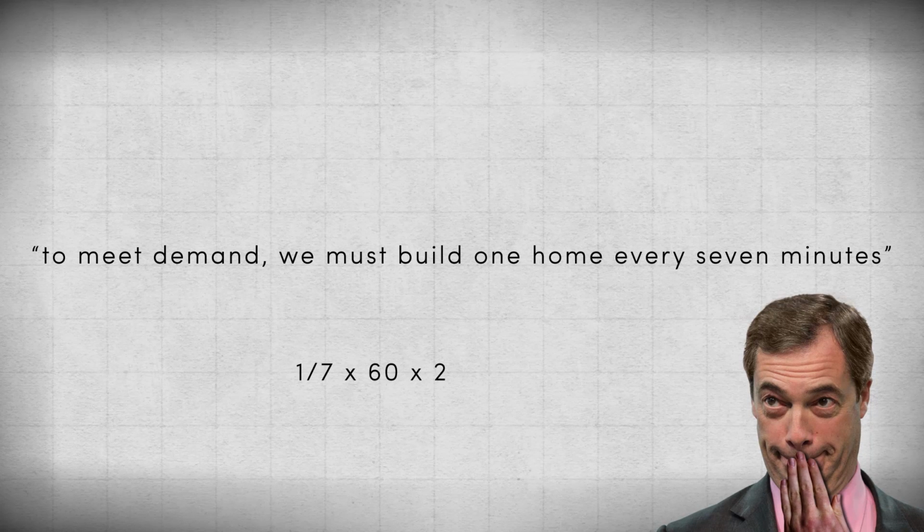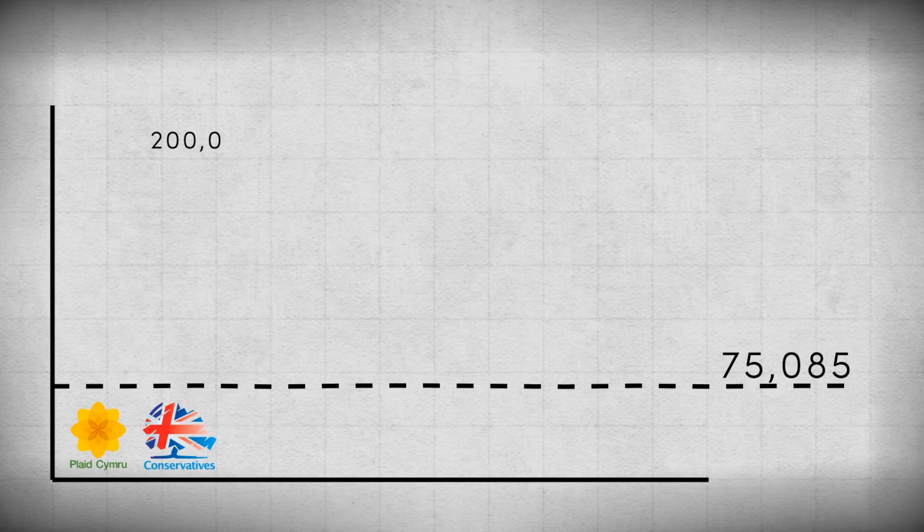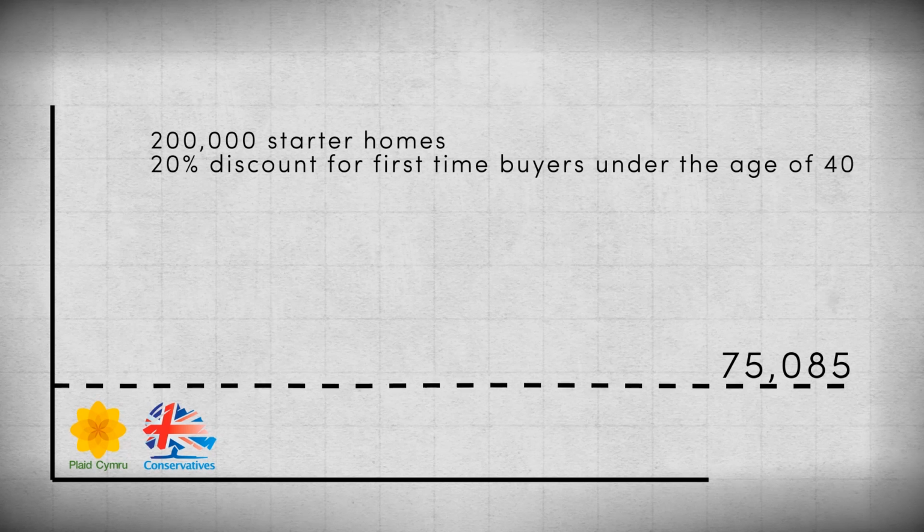But a house every 7 minutes is just 75,000 homes a year, so keeping that in mind, how many new houses are each party planning to build during their time in office? First of all, Plaid Cymru doesn't seem to have a specific target. The Conservatives are planning to build 200,000 starter homes with a 20% discount for first-time buyers under the age of 40. 200,000 over 5 years is 40,000 per year.